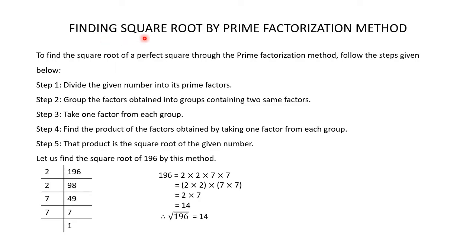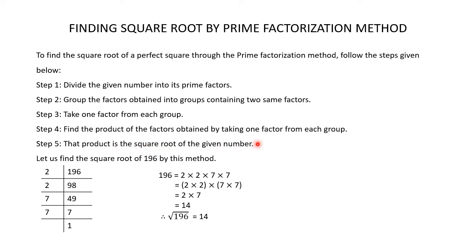Now let's learn how to find the square root by the prime factorization method. This is a very important method to find square roots of numbers. To find the square root of a perfect square through the prime factorization method, you have to follow these steps. First, divide the given number into its prime factors. Then group the factors obtained into groups containing two same factors. Take one factor from each group. Find the product of the factors obtained by taking one factor from each group. That product is the square root of the number.